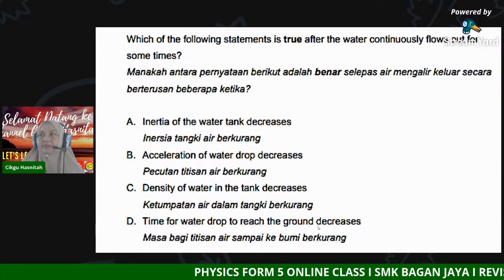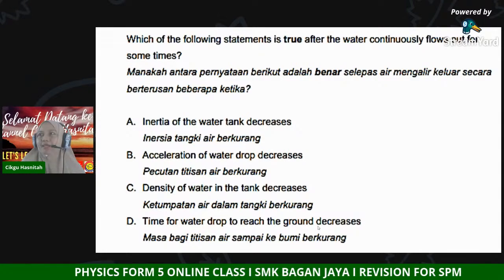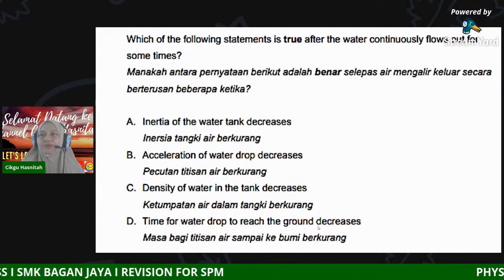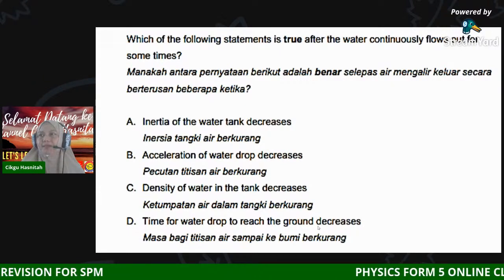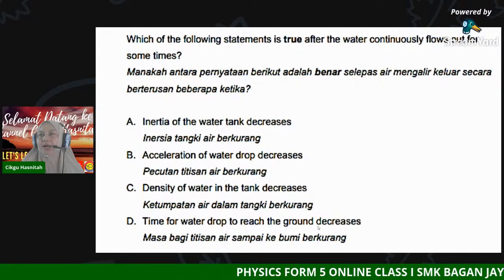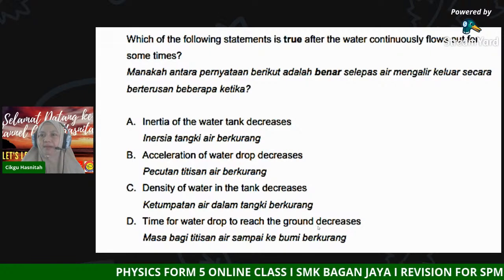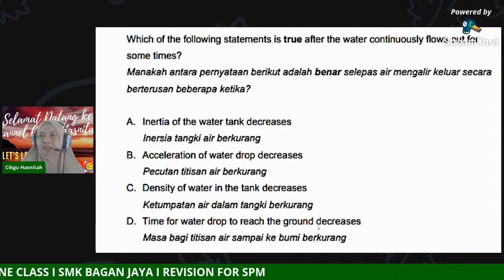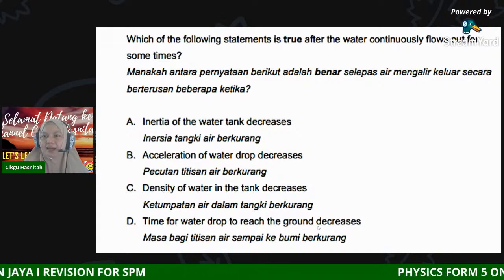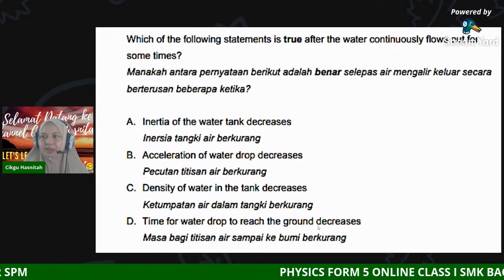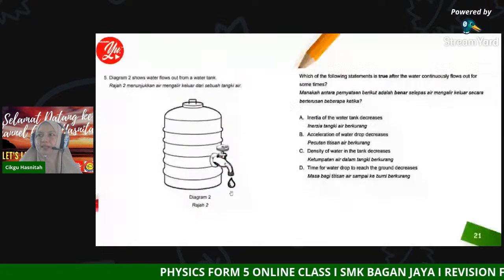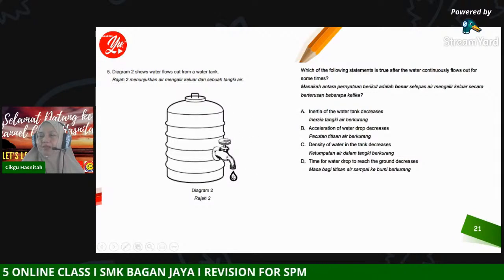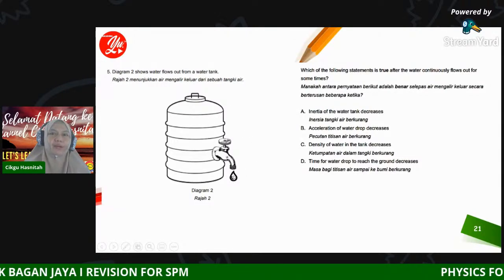Yang mana? Which statement is true after the water continuously flows out for some time? Somebody says A, somebody says B, ada orang say C, anyone say D? So which one is the answer? This is question number 5. It flows out from this tank. So after some time, what will happen?